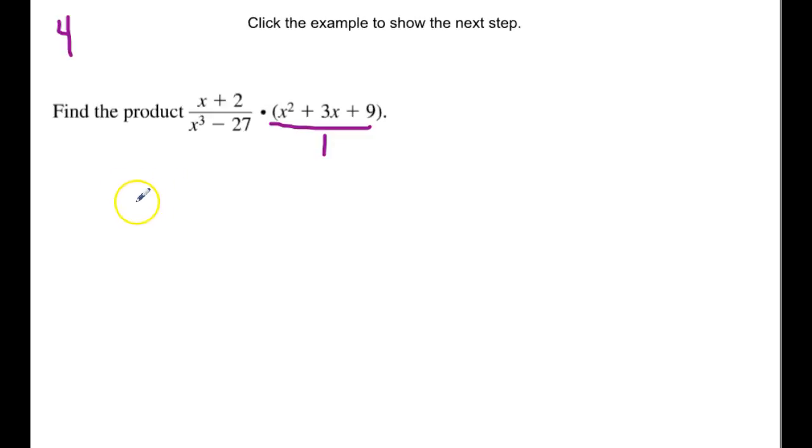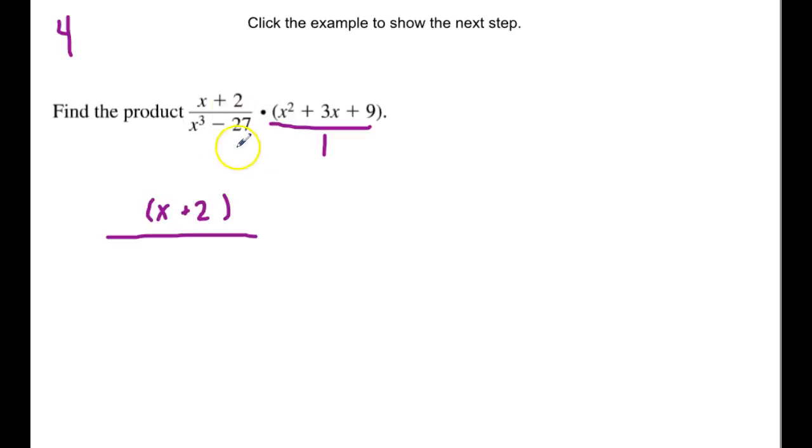So again, the first thing is always to factor and simplify as much as I can to start with. So the numerator of my first term, I can't factor. It's as simple as it can be, so I just rewrite it. Here I see something that looks kind of familiar. This is what we call the difference of cubes. Okay, so I know that this can also be written a little bit differently.